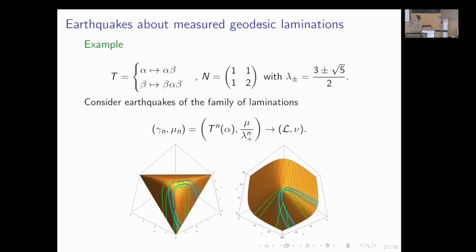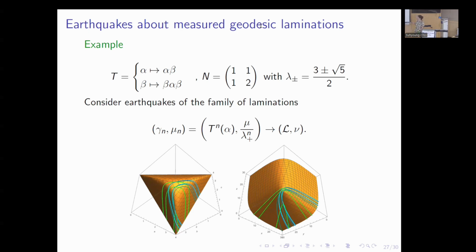So it has two distinct eigenvalues, which are given by this. So we can also consider the family of laminations defined by applying T repeatedly to alpha. And then again, we have the counting measure mu that we're normalizing by this larger eigenvalue. What happens is this is going to converge to a measured geodesic lamination that has slope given by lambda plus, the larger eigenvalue. And really, it doesn't matter what starting simple closed curve you choose, it's always going to converge to that lamination. And so this one, we couldn't actually explicitly get some form of the earthquake on the limit, but we can say something about it using these results.